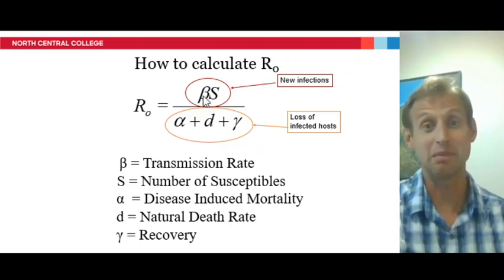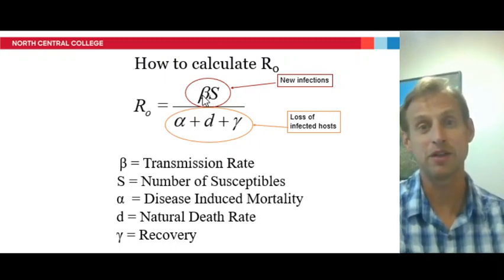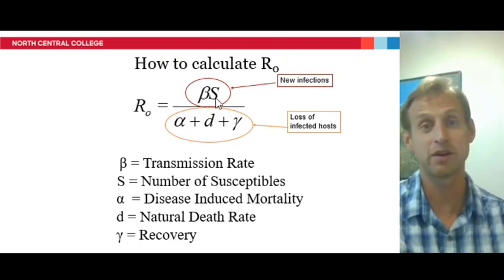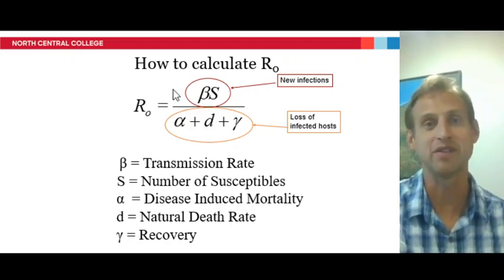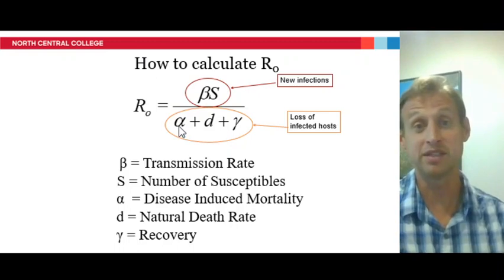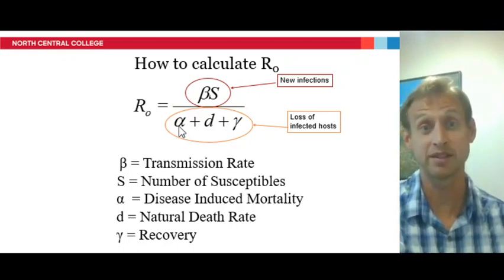So what makes R naught get bigger? Well, beta, that seems kind of obvious. The faster this pathogen is transmitted, the higher R naught is going to be. The second thing is the number of susceptibles. If coronavirus invades a population with lots of people, it's going to spread to more people than if it infected a population with fewer people. Again, that seems kind of obvious. On the bottom, you can see that there's the disease-induced mortality. That's how virulent the disease is.